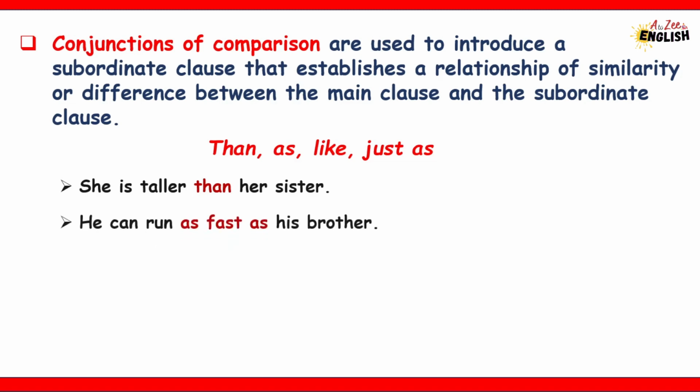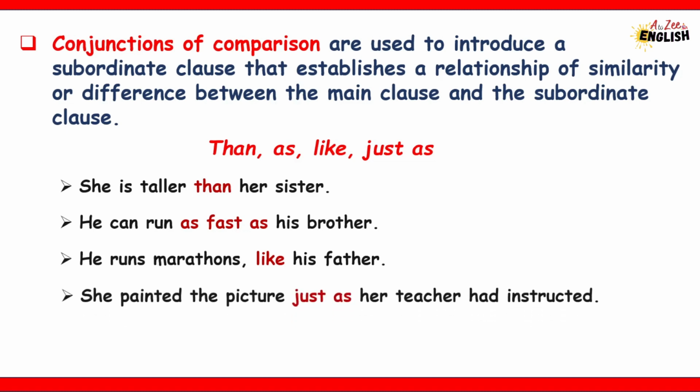He can run as fast as his brothers. He runs marathons like his father. So in this sentence also there is a comparison between him and his father. She painted the picture just as her teacher had instructed. So it's all about subordinating conjunctions. Understanding these conjunctions and their functions can enhance your ability to construct complex sentences with different relationships between clauses.